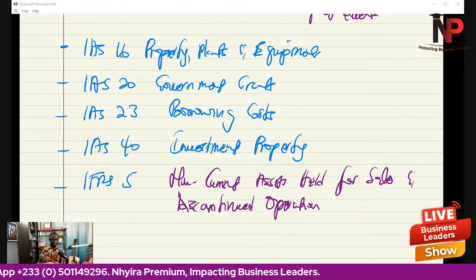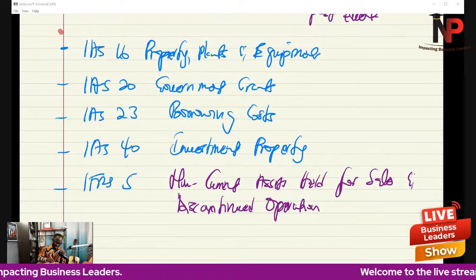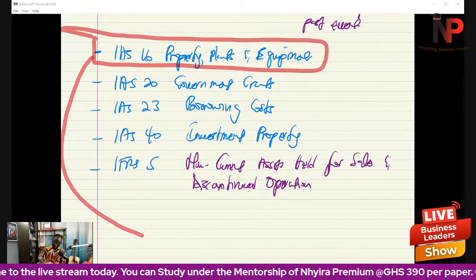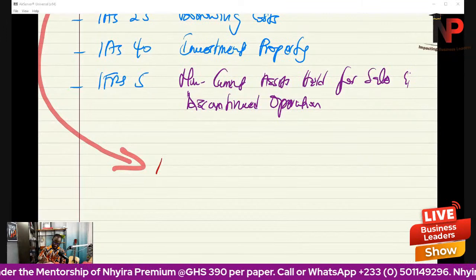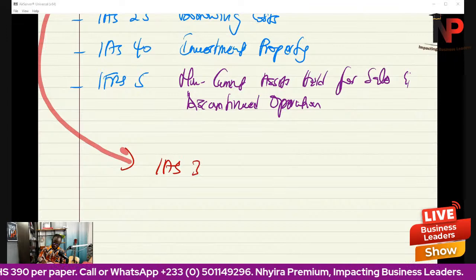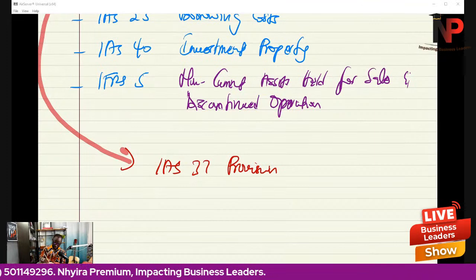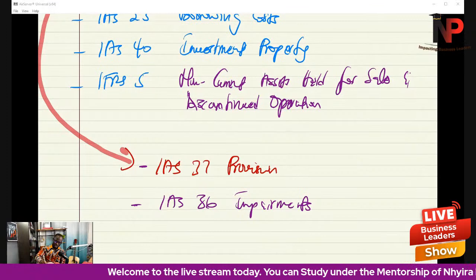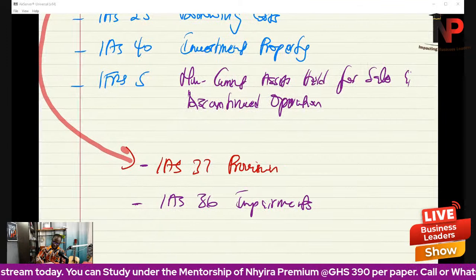But when you are learning IAS 16, there are certain things that you need to understand. The IAS 16 part comes along with a number of standards as well, like IAS 37, provisions, contingent liabilities, contingent assets. So there is a connection there. Then IAS 36, impairment of assets.